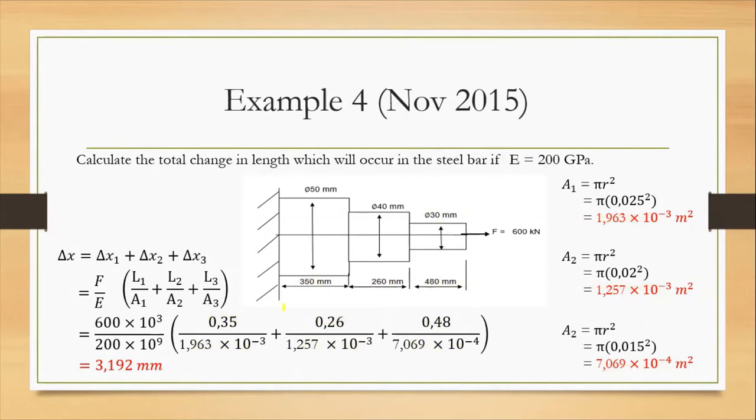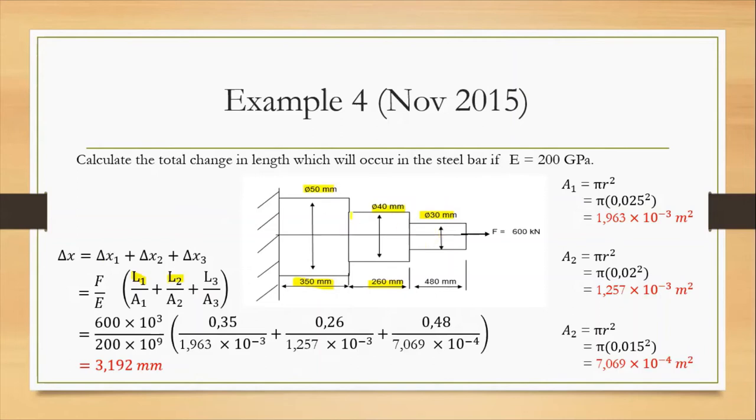Can we continue? Is this difficult, guys? No, but it's confusing. Where is it confusing? The 0.35, where is it from? It's the length 1. No, it's length 2. What is the 50? It's the diameter. These are diameters. Okay. It's fine now.